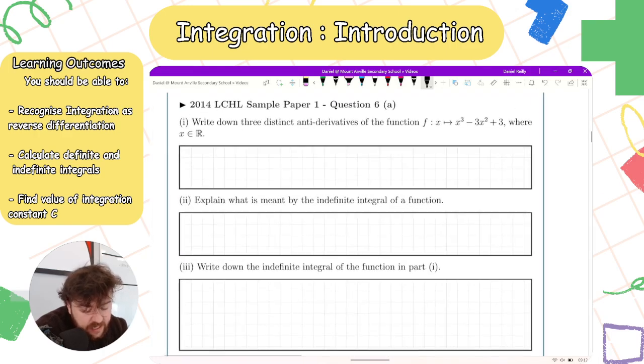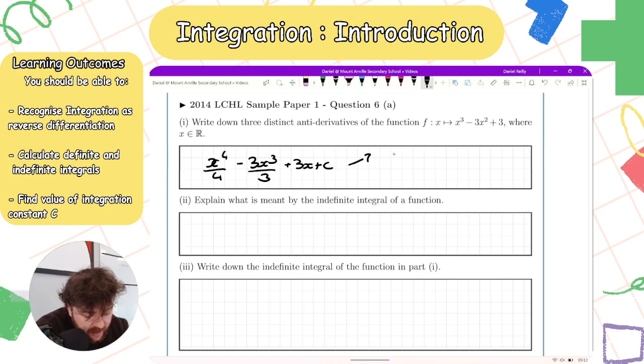Right, 2014. Write down 3 distinct antiderivatives of this function. So I find 3 antiderivatives of this function. So let's just find what my integral is. It'll be x to the power of 4 all over 4 minus 3x to the power of 3 all over 3 plus 3x plus c. And then essentially what we need to do here is we just need to change the value of c like 3 times.